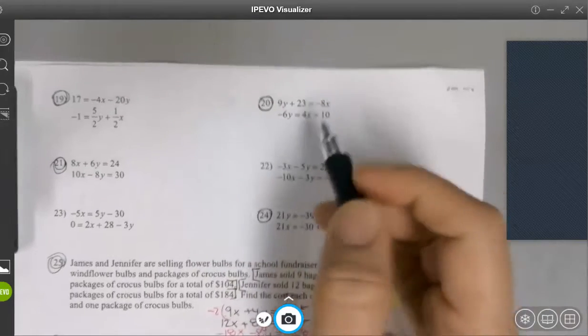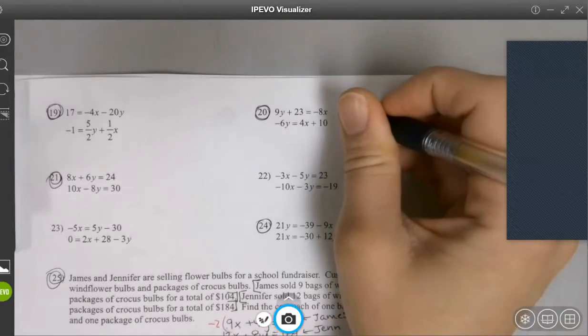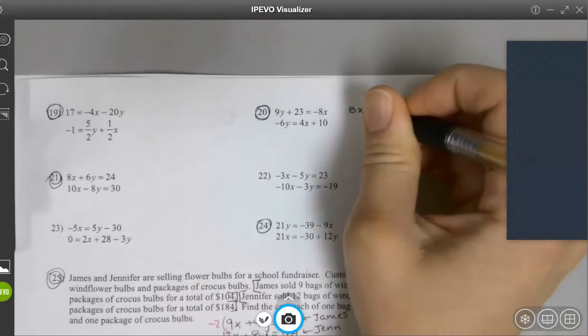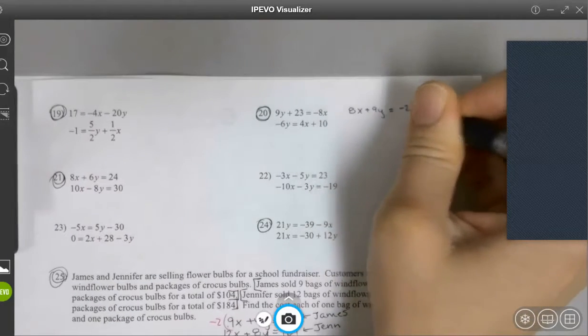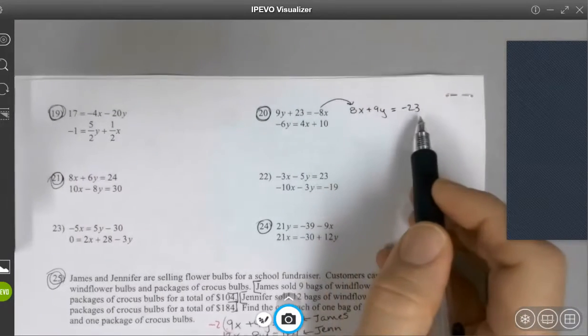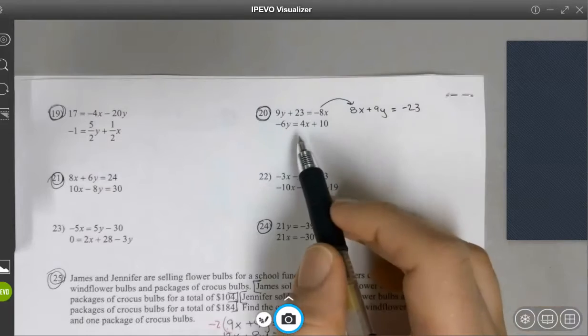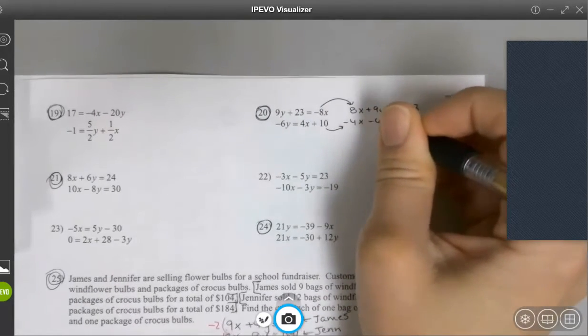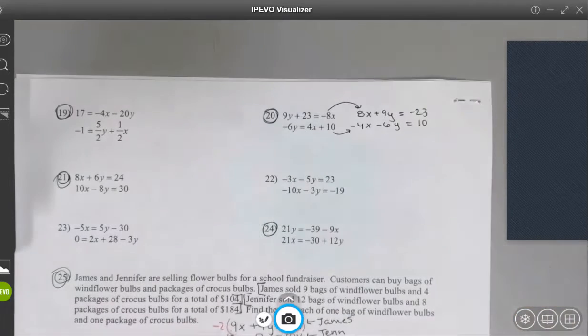On a problem like 20, first thing let's do is get it in standard form. So I'm going to add 8x over and then subtract 23. So I'm just rewriting that equation. So it's x, y, and a number. I'm going to do the same thing here. So I'm just going to rewrite it. So it's x, y equal to a number.